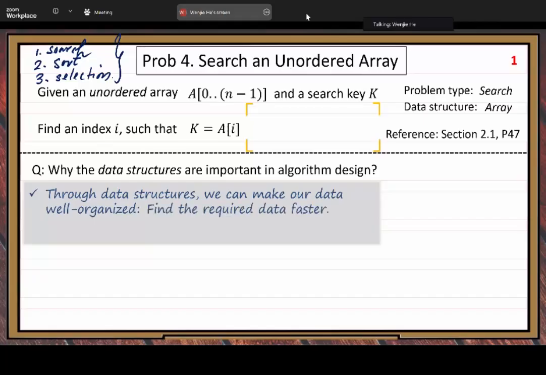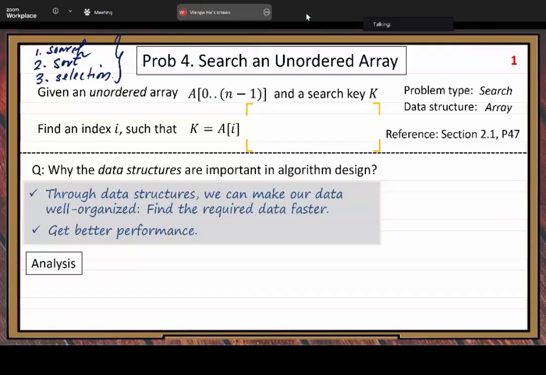So we can find the required data fast. When you organize your data in a special structure, you can find the data much faster. You can save a lot of time when you search for some special data items. Then you can get a better overall performance. That's the reason we need to choose appropriate data structures.